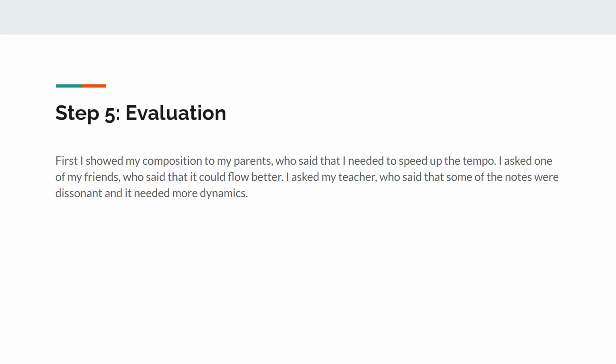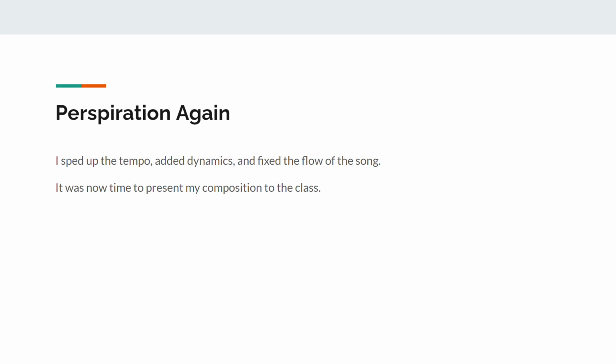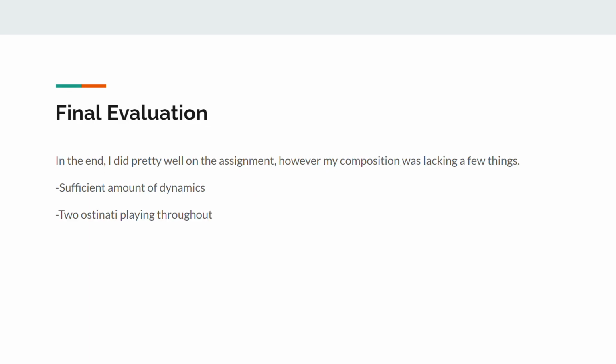Step 5. Evaluation. First, I showed my composition to my parents, who said that it needed to be sped up. I asked one of my friends, who said it could flow better. I asked my teacher, who said that some of the notes were dissonant and that it needed more dynamics. Perspiration again. I sped up the tempo, added dynamics, and fixed the flow of the song. It was now time to present my composition to the class.